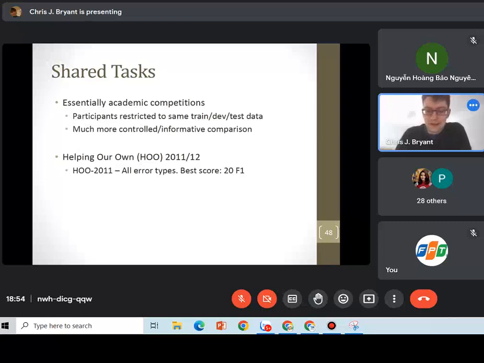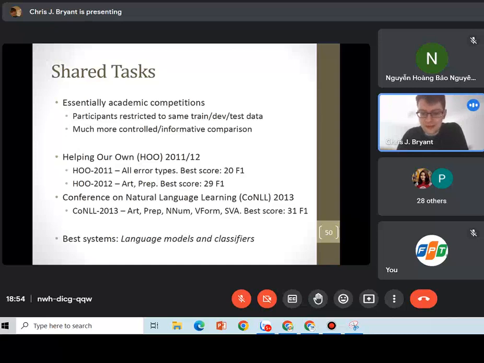So the task was very difficult, to the extent that the following year they simplified it a lot and said, okay, we can't correct all error types yet. Let's just correct articles, so a, an, the, and prepositions. And that still made only 29 F1 as the highest score, but at least it was a little bit easier. The following year there was the CoNLL 2013 shared task, and that again increased the complexity.